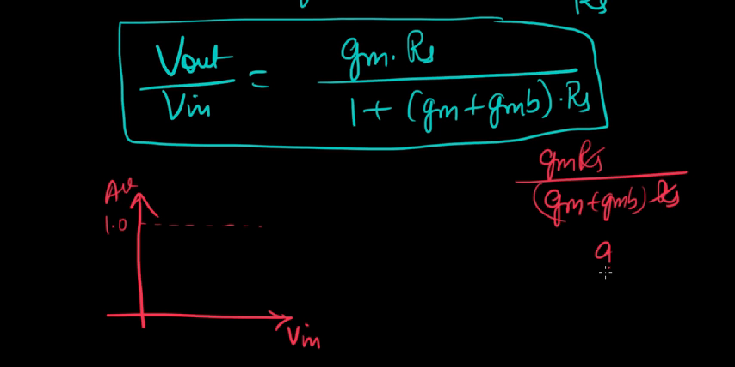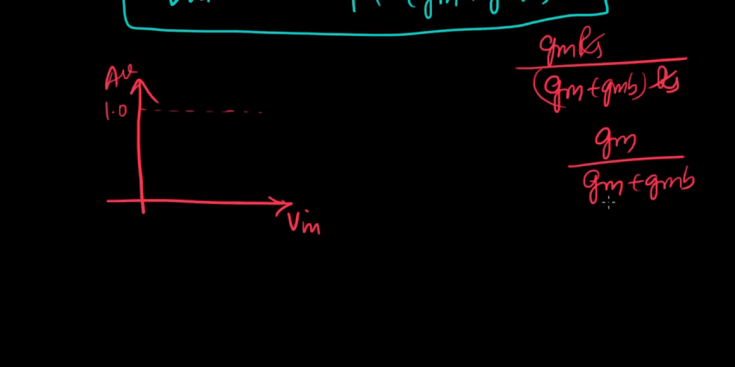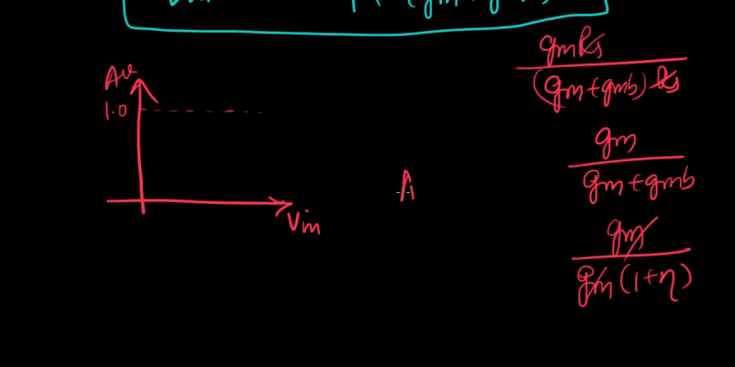What you're left with is GM over GM plus GMB, and then finally, if you factor GM out as well, what you're left with is 1 over 1 plus eta, right? So GM cancels. So 1 over 1 plus eta is the gain you can get. So AV equals 1 over 1 plus eta.